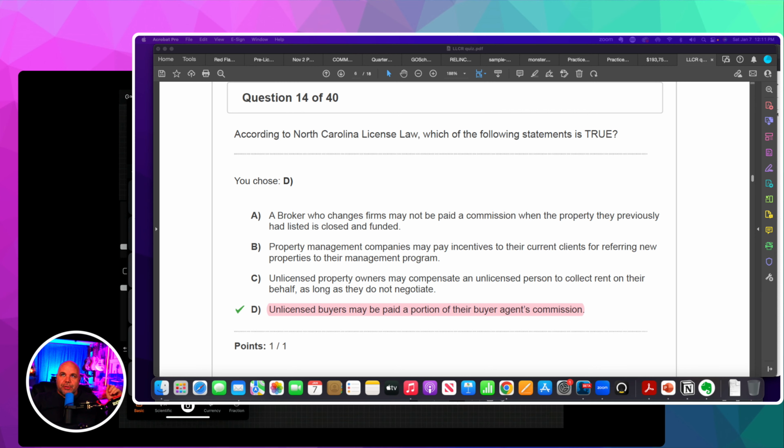Were any of the wrong answer choices confusing? You want to see why they're not the right one? Broker who changes firms may not be paid a commission when the property they previously had listed is closed and funded.